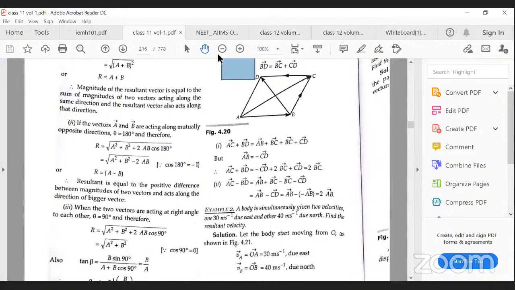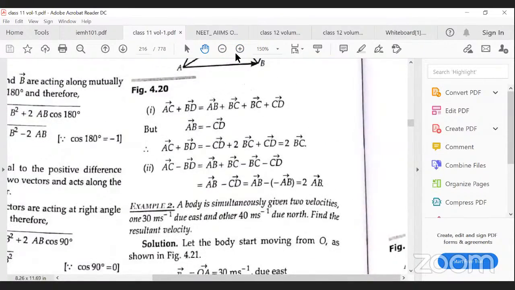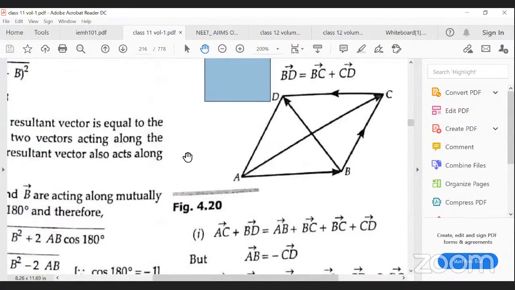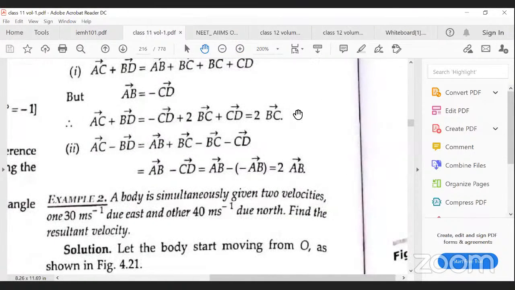Okay, so example 2. Just take the question. I'll explain the question. Note the question first. So here example 2: A body is simultaneously given two velocities, one 30 meter per second due east and the other 40 meter per second due north. Find the resultant velocity. Here there are two velocities given to an object. I need to find the resultant velocity for this case. Okay, please take down the question.